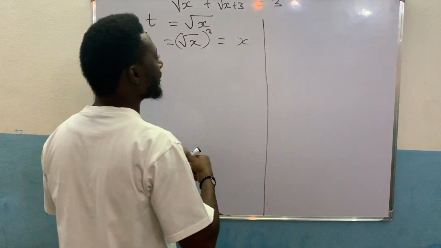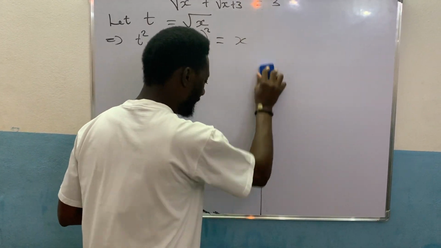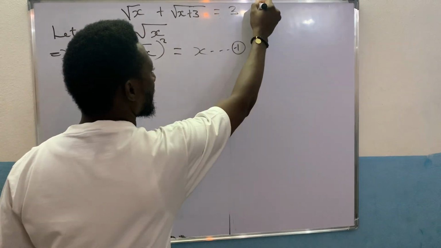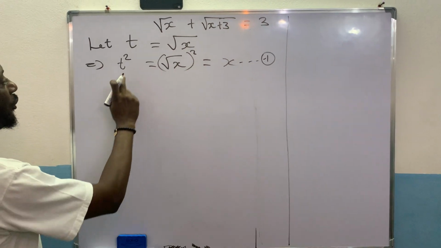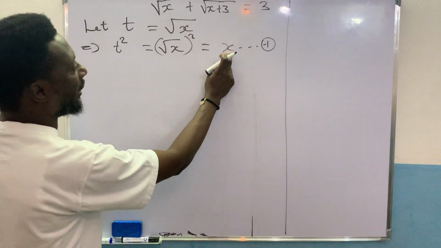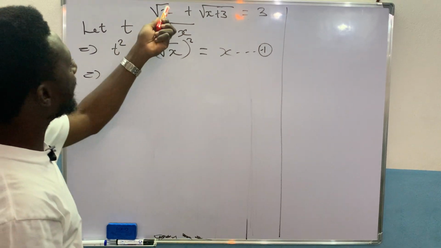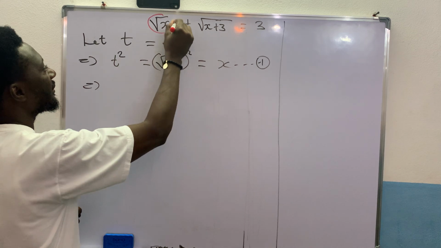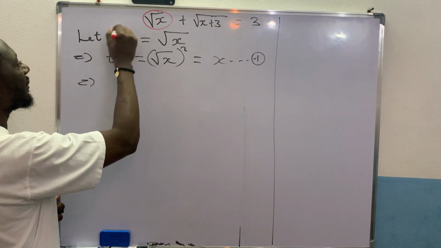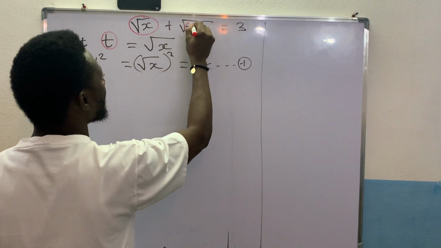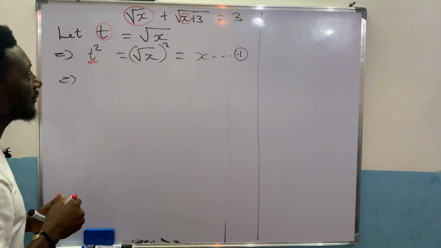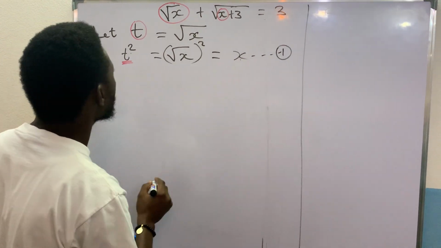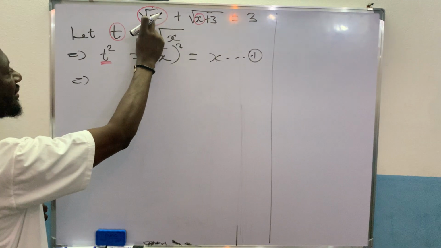I can call this equation 1. Then we now know that t squared equals x. So I will replace everything inside my equation. In the place of root x, I will replace it with t. In the place of x, I will replace it with t squared, because from equation 1, we see that t squared equals x.